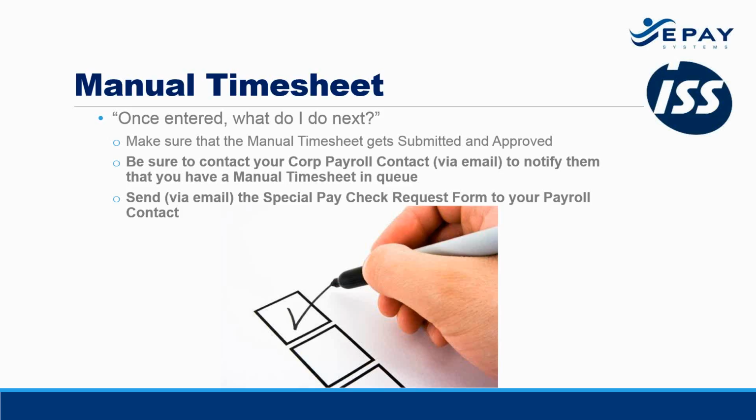Now the way this works, unless something has changed recently, corporate payroll requires that by 2 p.m. Central Time you have that manual timesheet ready and in queue. They may also ask you for a special paycheck request form just to document that you've requested this interim check to be run. All this has to be to them by 2 p.m. Central. That way you can ensure that you get that check run and funded the same day. If not, it's going to wait until the next business day. So keep that in mind. You must contact your corporate payroll contact.